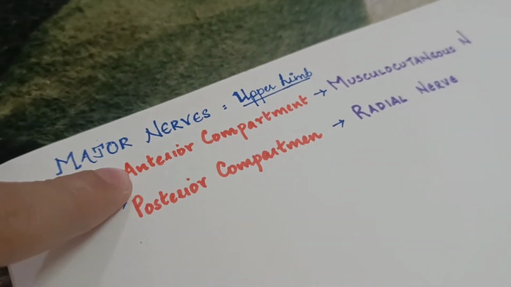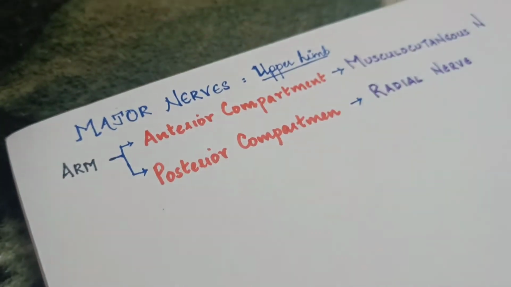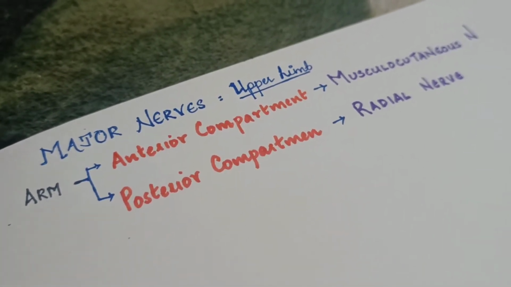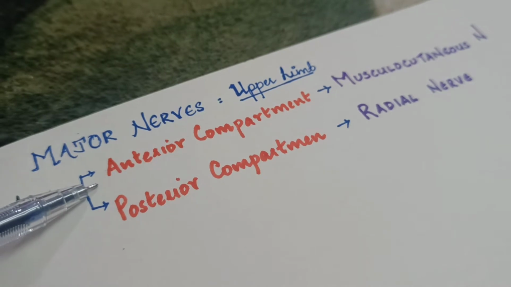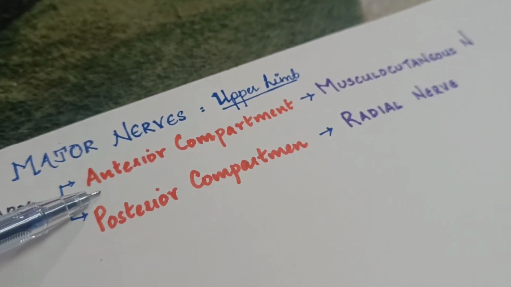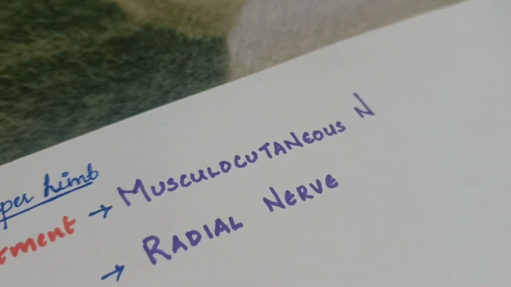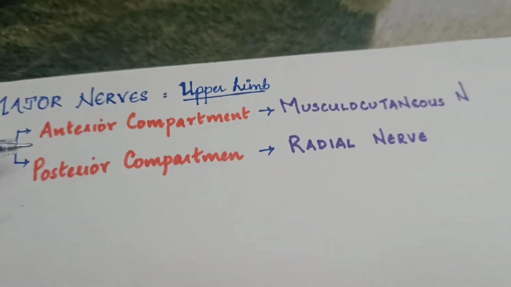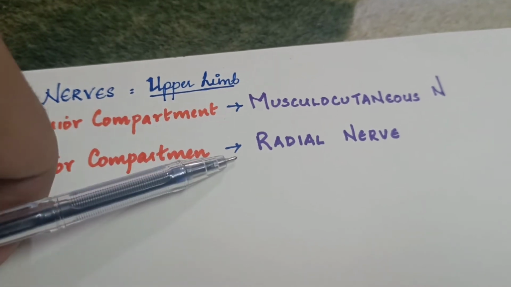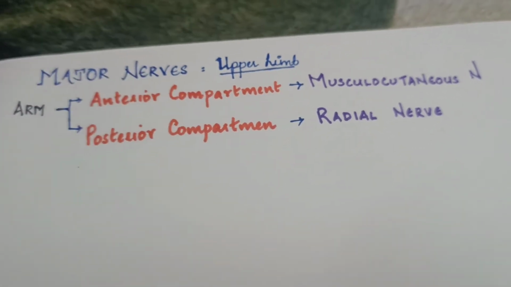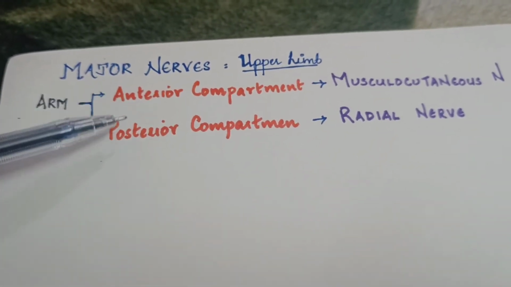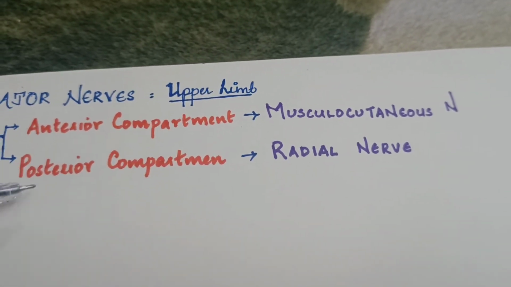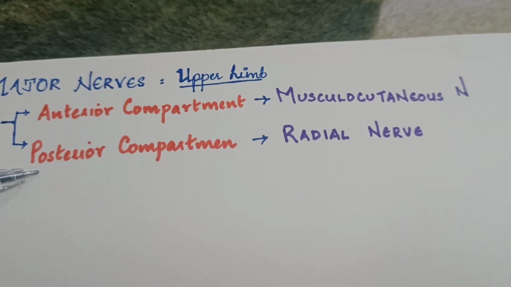I discussed the anterior and posterior compartments. We have these two compartments in the arm. In the arm and forearm we have the same anterior and posterior compartments. In the anterior compartment, the nerve supplying is the musculocutaneous nerve, and in the posterior compartment, the radial nerve is supplying. Again I am repeating: in the arm, divided into anterior and posterior compartments, the anterior compartment is supplied by the musculocutaneous nerve and the posterior compartment is supplied by the radial nerve.